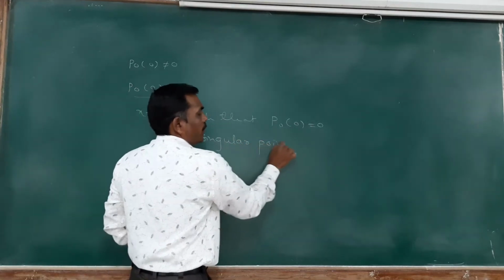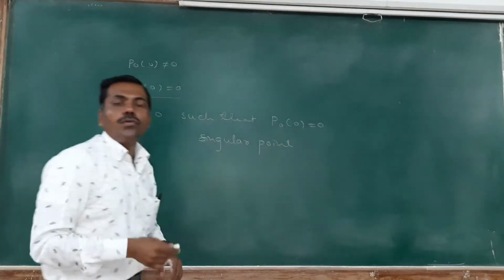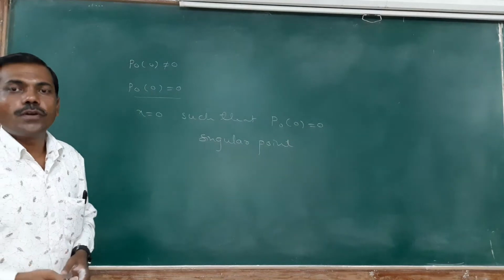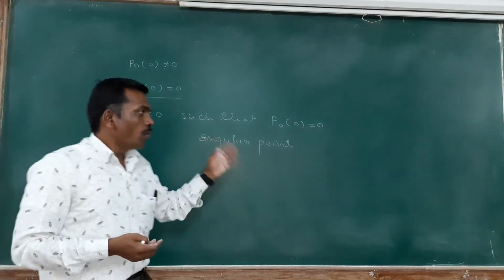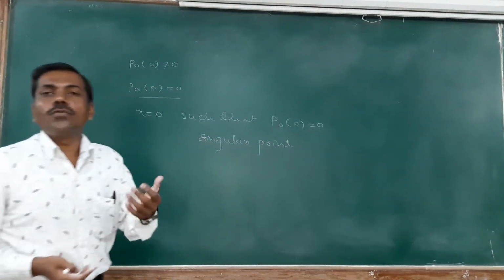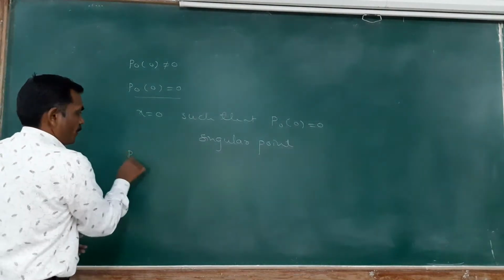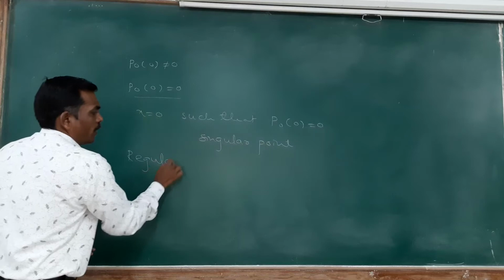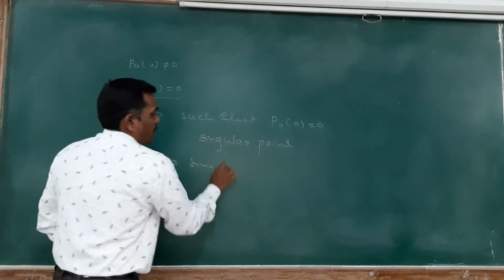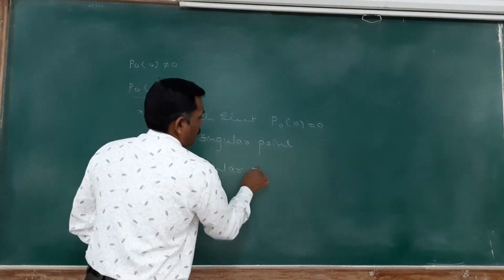Now, a singular point has two natures. The first one is the regular singular point and the second one is the irregular singular point. Now what is meant by a regular singular point?